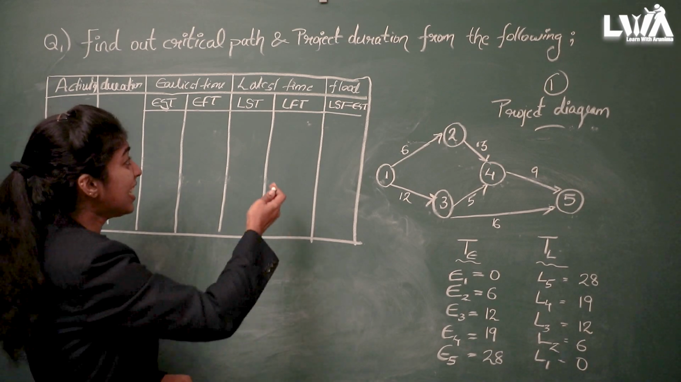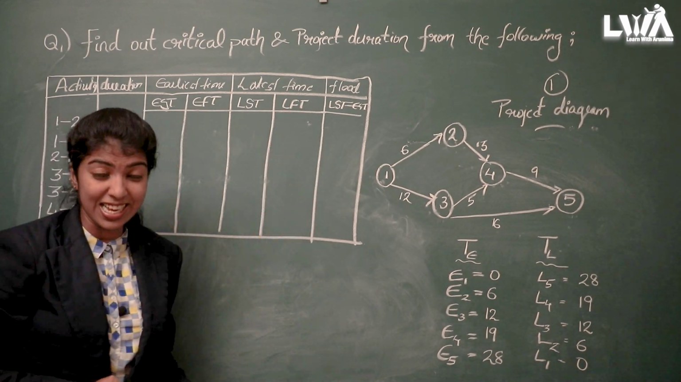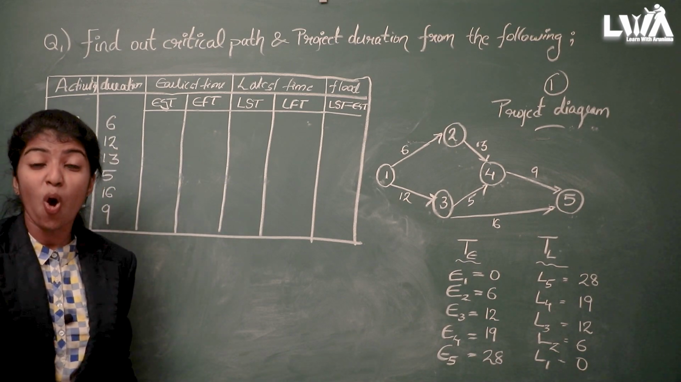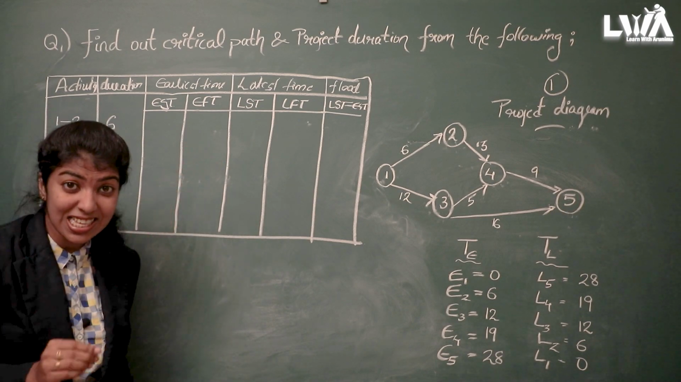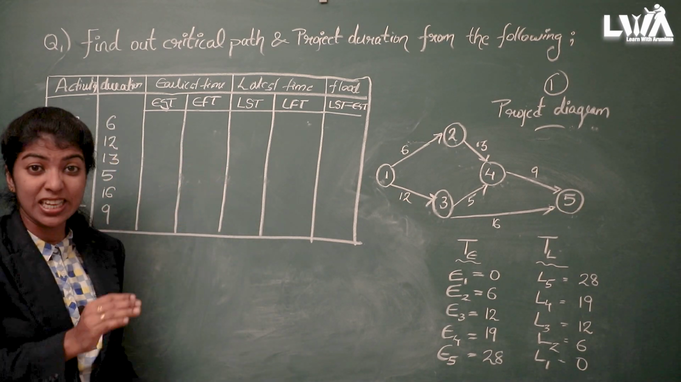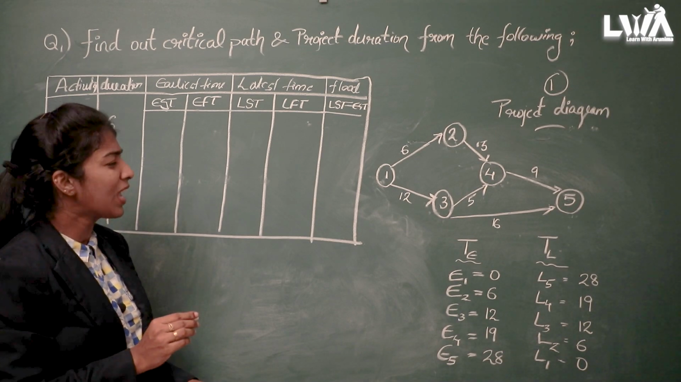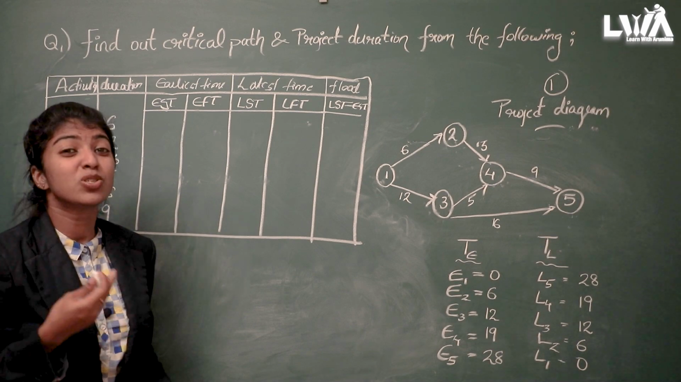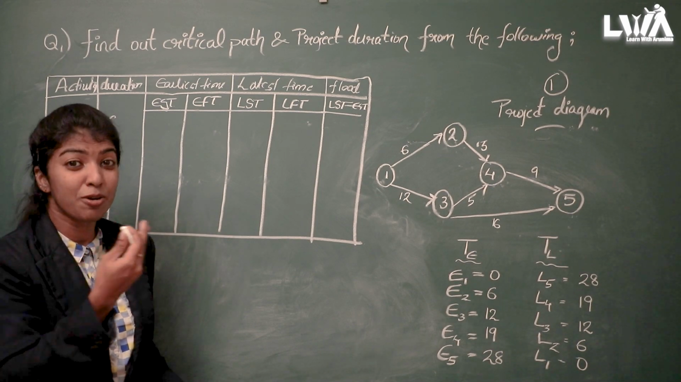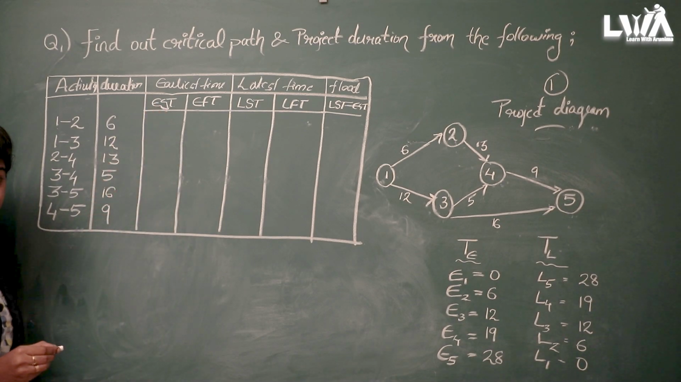Just like that, here LFT. LFT is the latest occurrence of the head activity, and LST is LFT minus project duration. So I think much more clarification is needed, so for that we can do the problem. Just look here, EST, the earliest occurrence of the tail event.